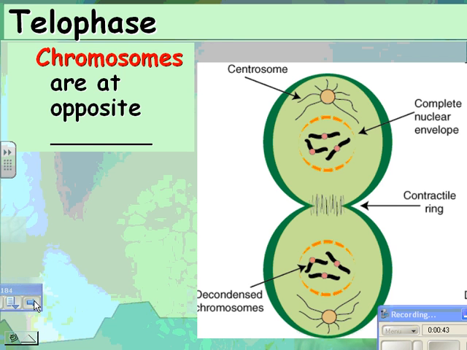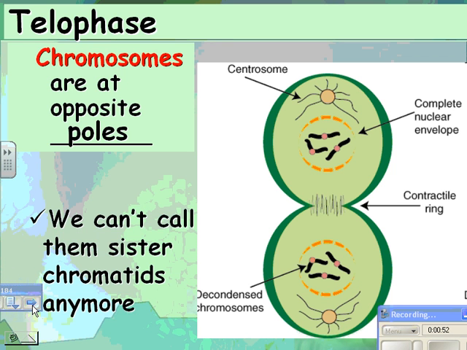Chromosomes are at opposite poles by telophase. So they were here at the equator and then they got pulled apart and now they're here forming 2 new nuclei. So we can't call them sister chromatids anymore because they're apart.